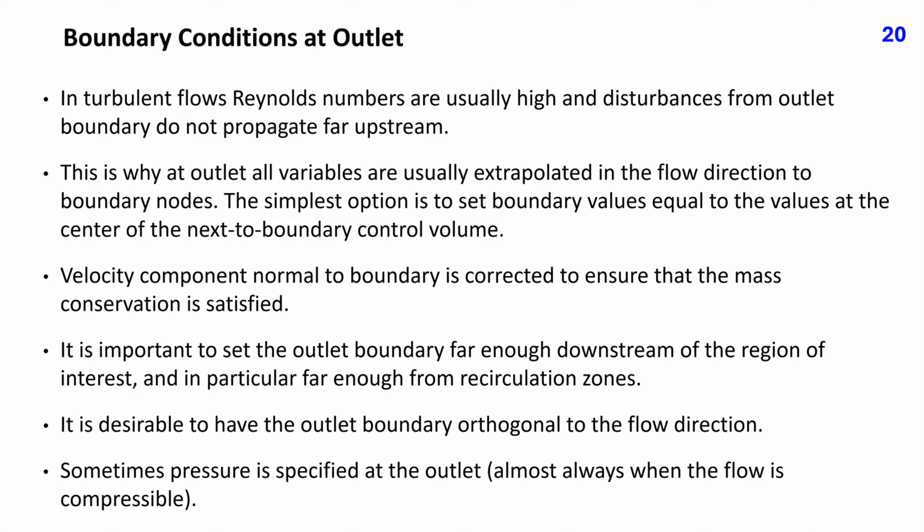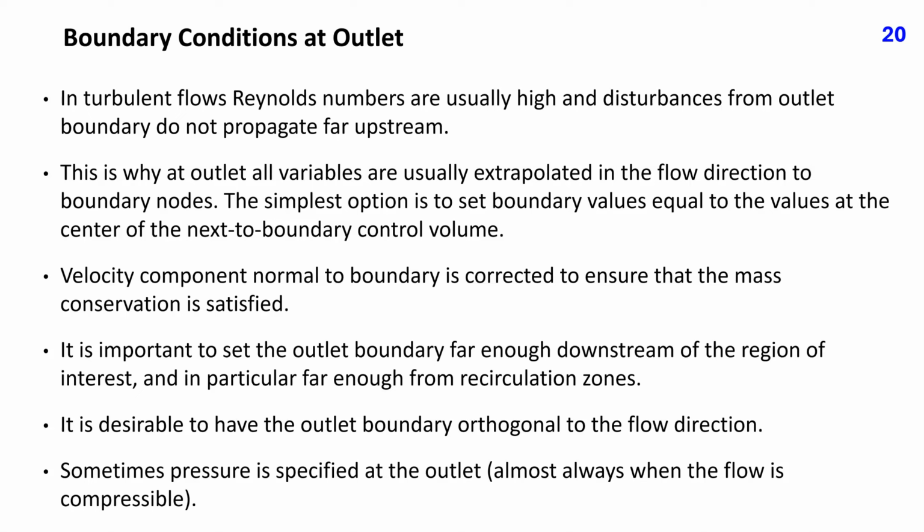In turbulent flows, Reynolds numbers are usually high and disturbances from the outlet boundary do not propagate far upstream. This is why at the outlet all variables are usually extrapolated in the flow direction to boundary nodes. The simplest option is to set boundary values equal to the value at the center of the next-to-boundary control volume. The velocity component normal to the boundary is corrected to ensure that mass conservation is satisfied.